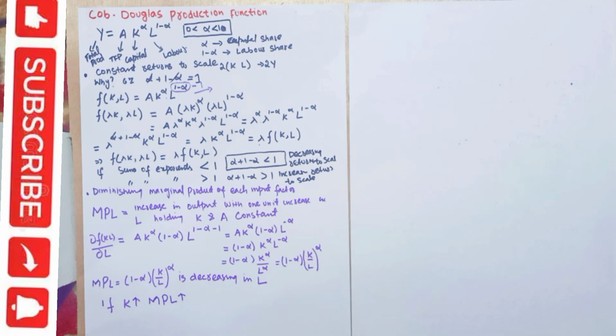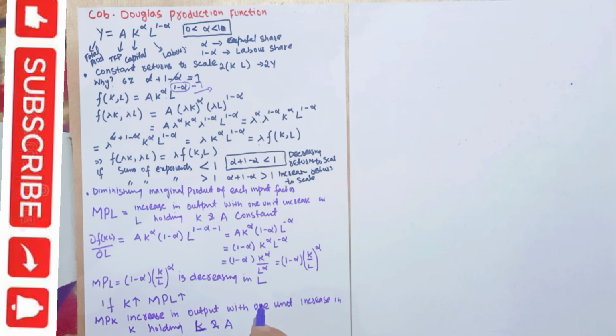Okay. Now coming to the marginal productivity of capital. Similarly, marginal productivity of capital is the increase in output with 1 unit increase in capital, holding labor and the state of technology constant.